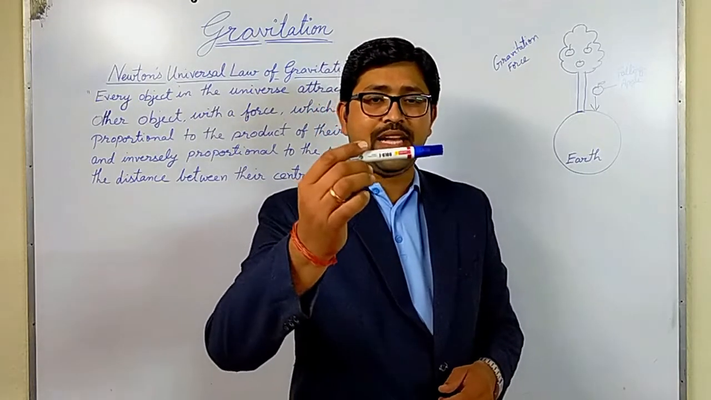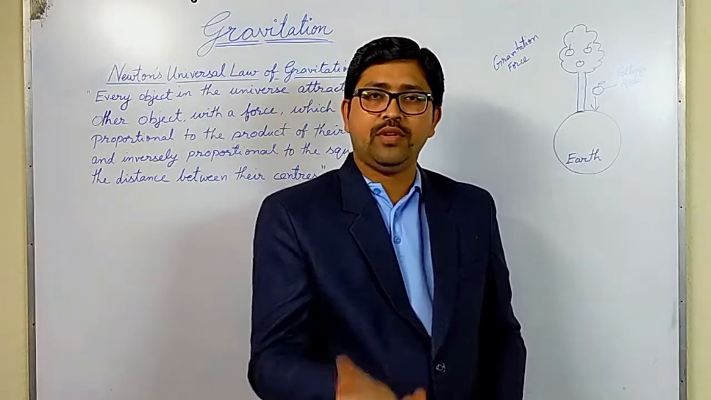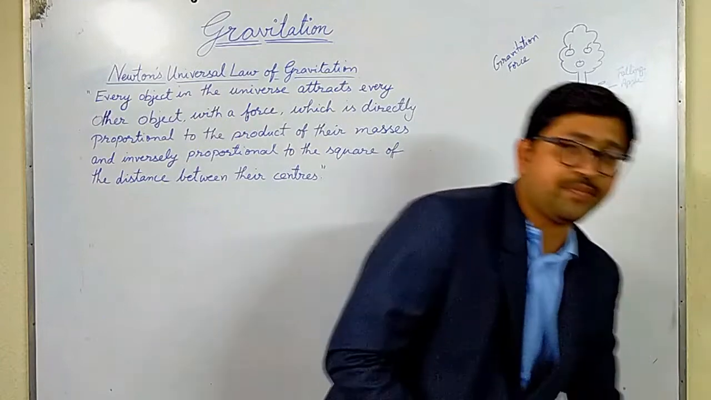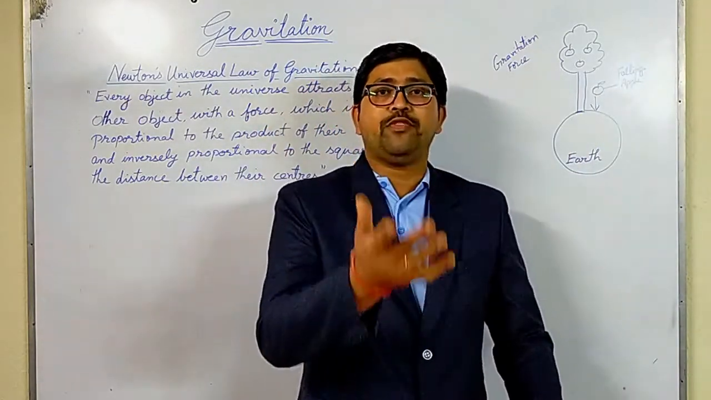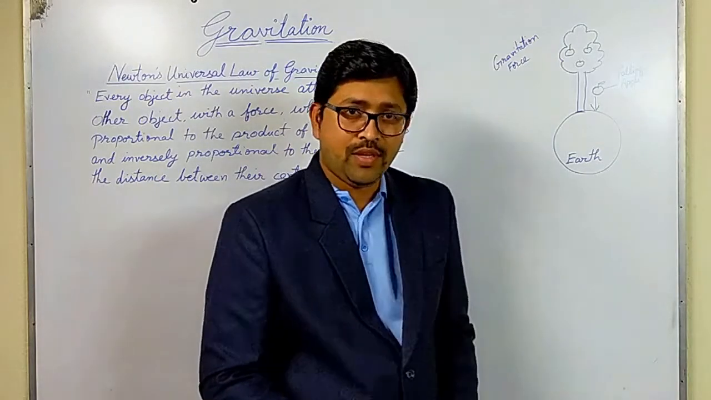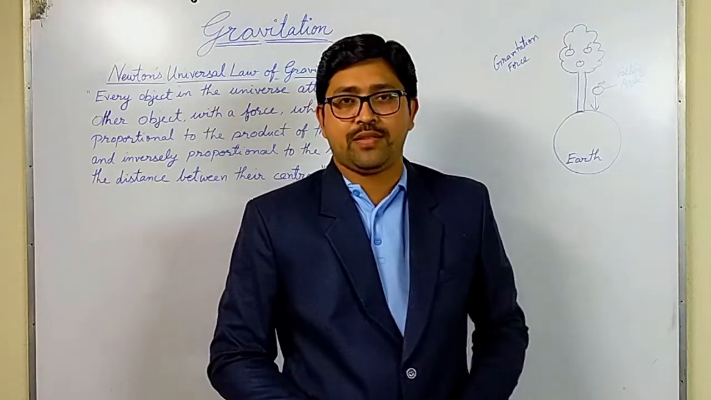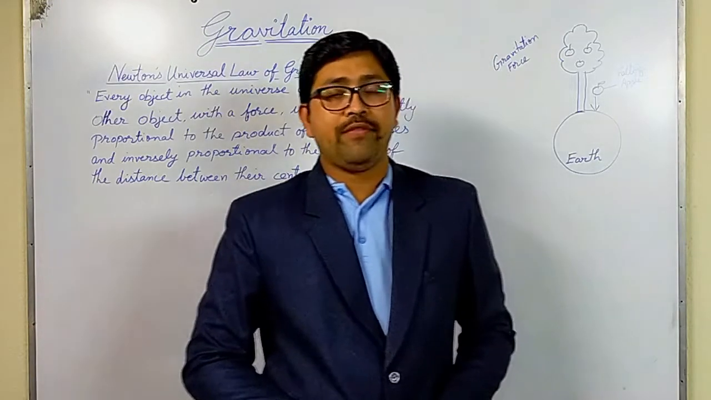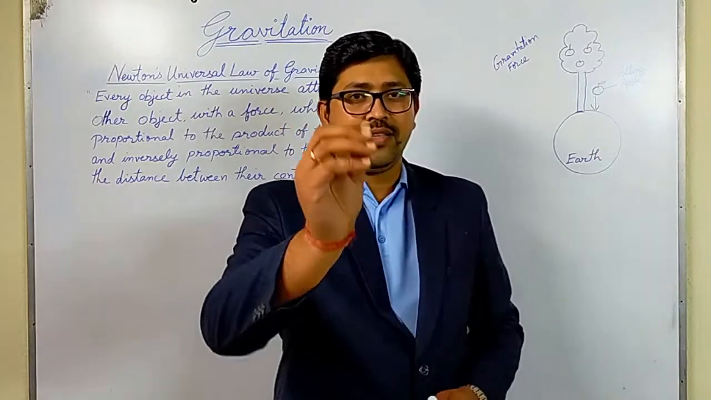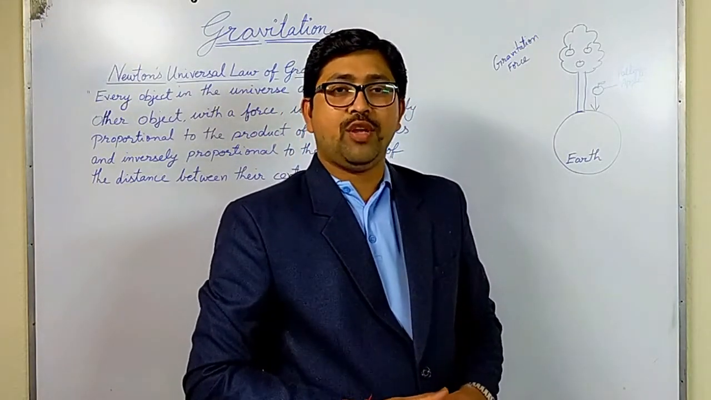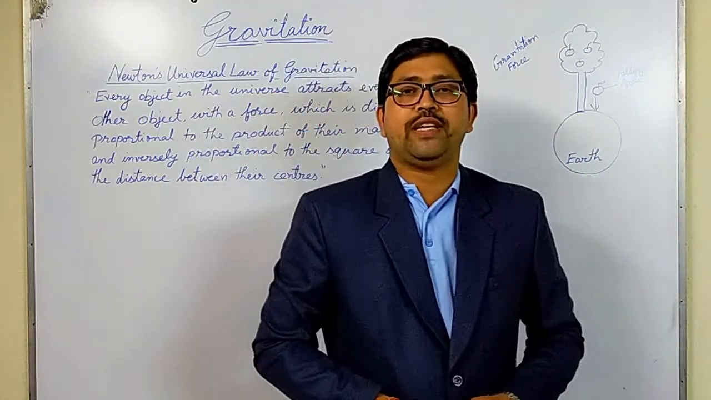Like the example of this pen, if I drop this pen, it will always come down. Or take any object, if you drop it, it will come down. Throw the object upwards, again it will come down. So why is it happening? Why is the object not going somewhere else? He became very curious and then thought that there is some force which is pulling the objects downward. He termed that force as gravitation.